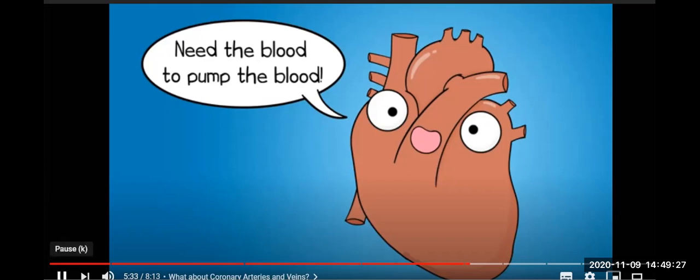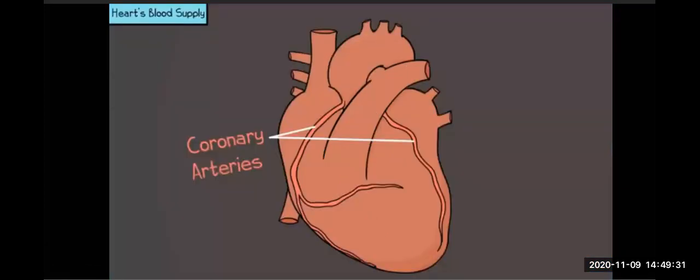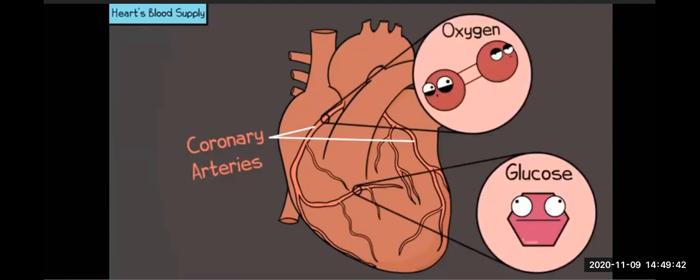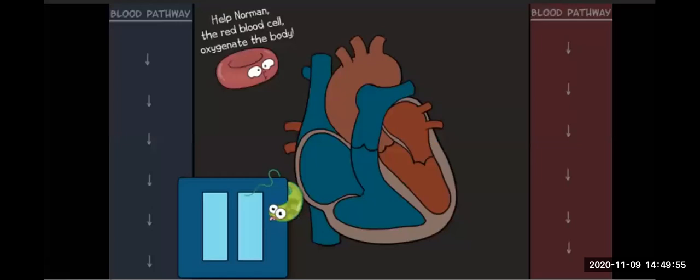Needs its own blood supply for delivery of oxygen and glucose. The heart can receive this blood supply through coronary arteries. Coronary arteries branch off the aorta and eventually deliver blood into capillaries. These capillaries deliver oxygen and glucose to the heart. Coronary veins will take the deoxygenated blood to the right atrium where the blood will eventually travel the pathway to become oxygenated. In fact, to quiz yourself, can you pause the video and trace the pathway of blood again, starting with the right atrium?